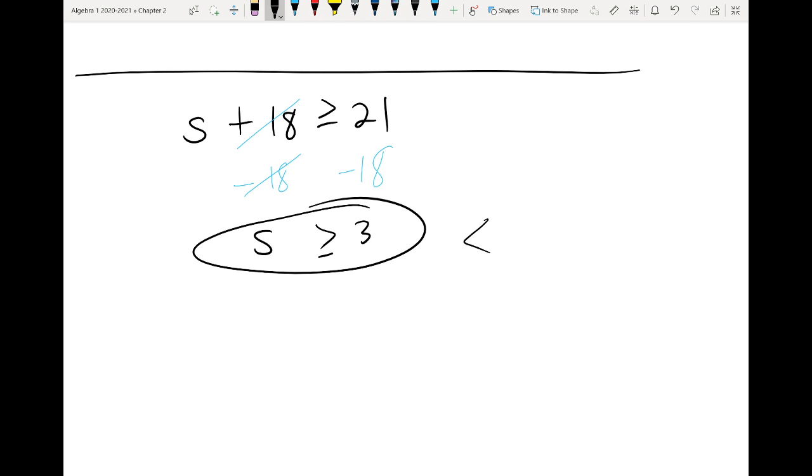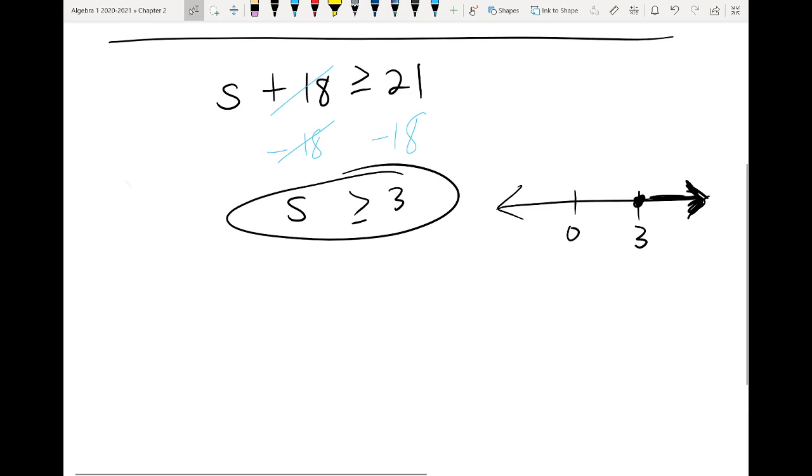The variable is on the left, so we only need the numbers relative to where 0 is. So 0 and 3. 3 is positive. It's to the right of 0 on the number line. I have a closed dot this time, correct? Because for my inequality sign, I have greater than or equal to. Because of equal to, it's going to be a solid dot. And then it's pointed to the right, so we will shade to the right. And we can follow that direction because our variable is on the left side.